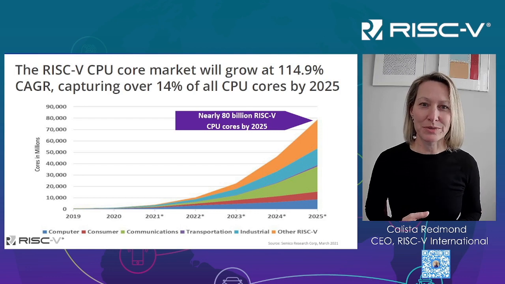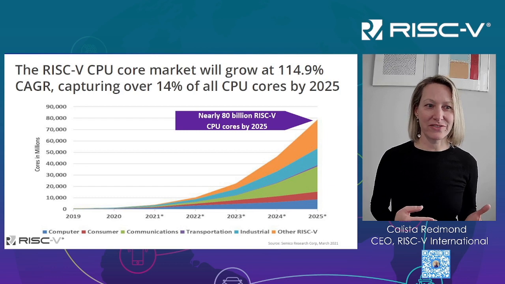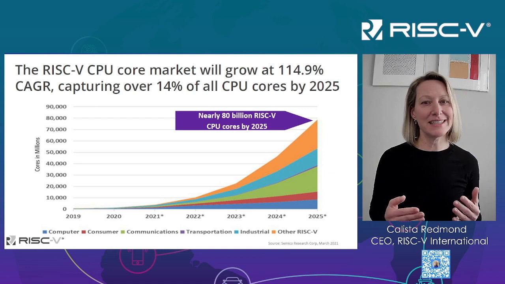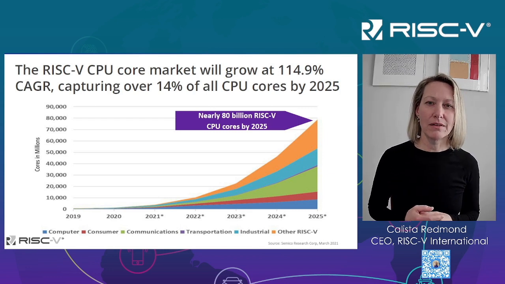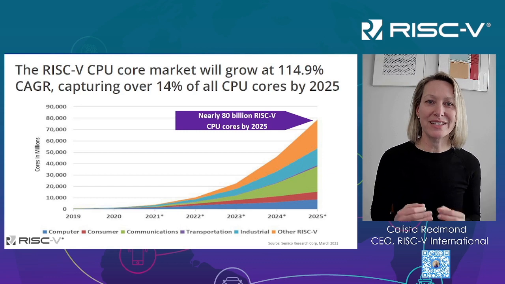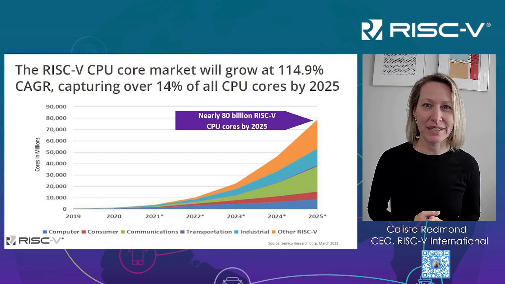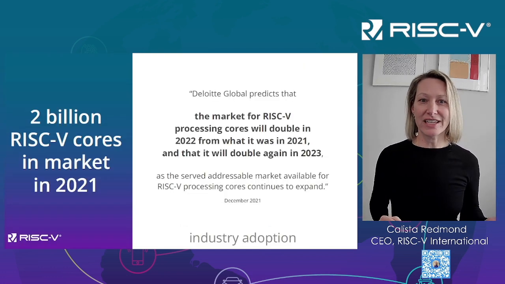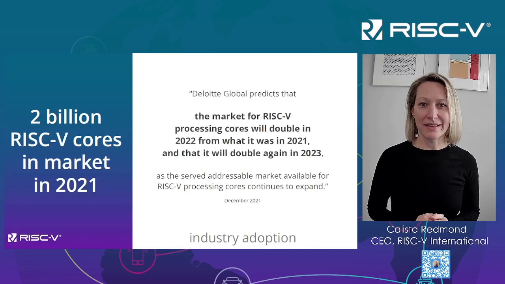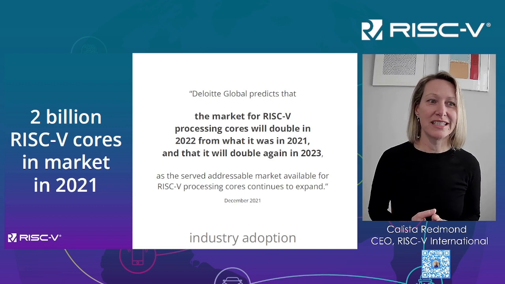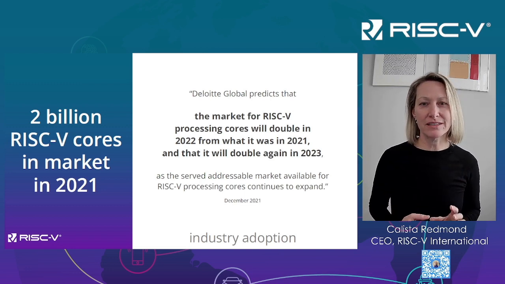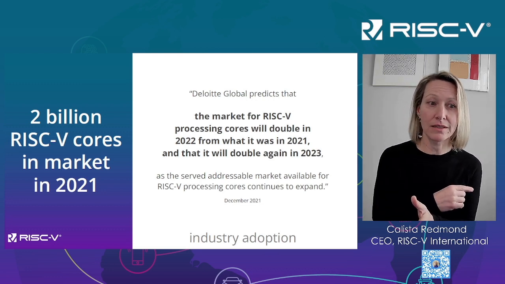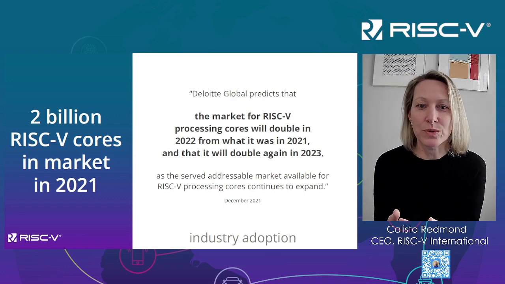The predictions for RISC-V are continuing to skyrocket. The first time I saw this report, it said 65 billion RISC-V CPU cores by 2025, and now we're saying, you know what, those numbers were too small. We are now predicting 80 billion RISC-V CPU cores by 2025. We are on our way to realizing that vision. In fact, just in December, Deloitte confirmed this prediction. They said the market for RISC-V processing cores will double in 2022 from what we just saw, and it's going to double again in 2023.